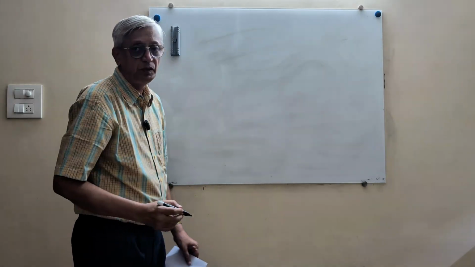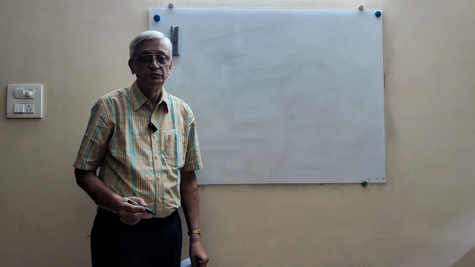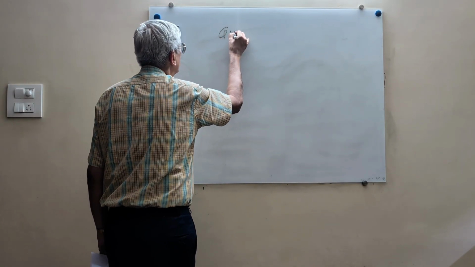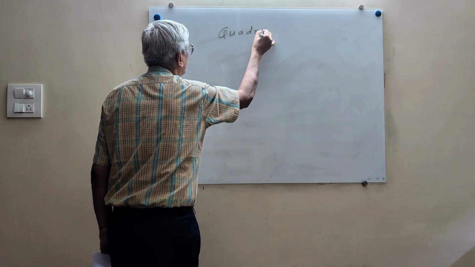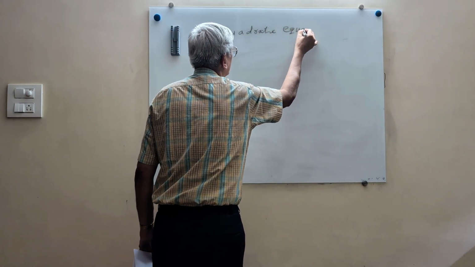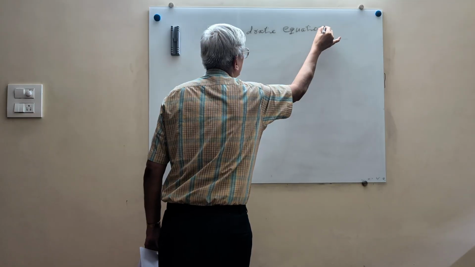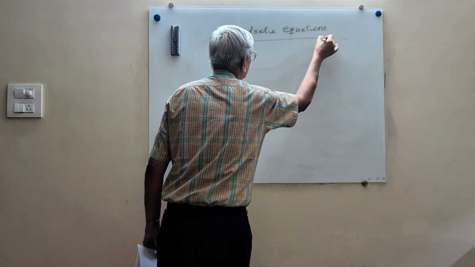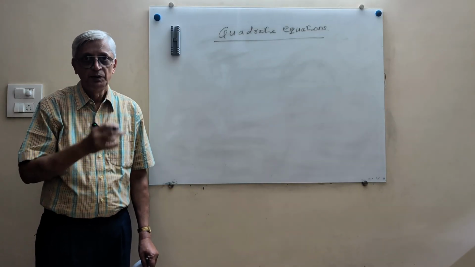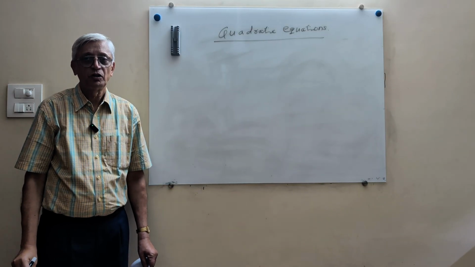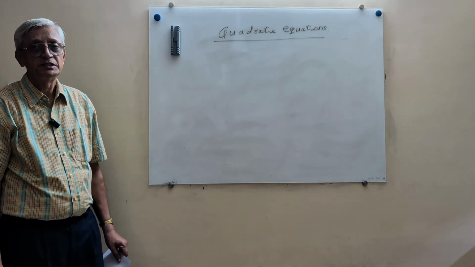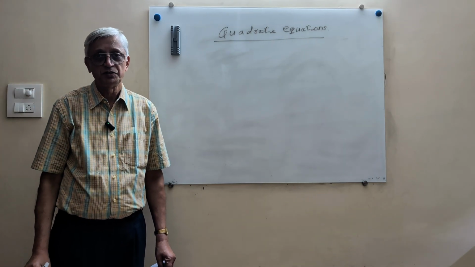Now we are going to learn quadratic equations. A quadratic equation is an equation in which the variable has the highest degree equal to 2. Then we say that the equation is a quadratic equation.